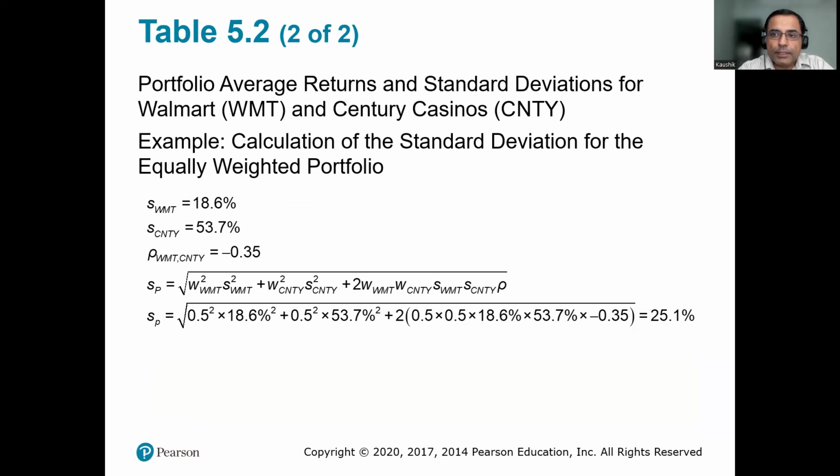So what we notice is that the correlation is negative between Walmart and Century Casino stock. So based on that correlation, we are able to find the standard deviation of different portfolios formed by combining these two stocks. So this example is a 50-50 combination of the two stocks.